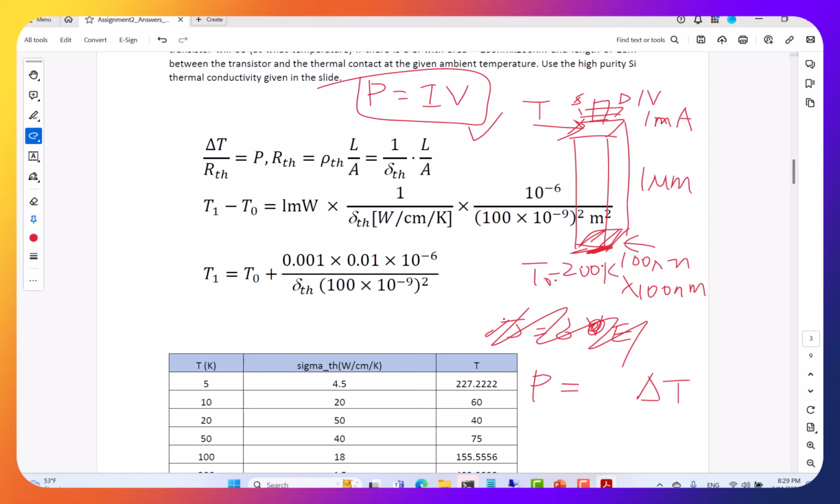But then, related to what? To the thermal conductivity, right? The thermal conductivity, if I were you, I would write it on the cheat sheet. So this one is sigma, not delta. Okay, sigma, but it doesn't matter.